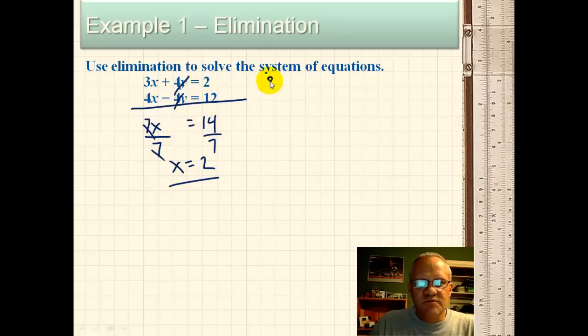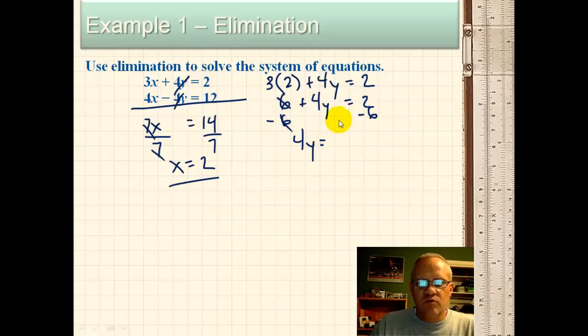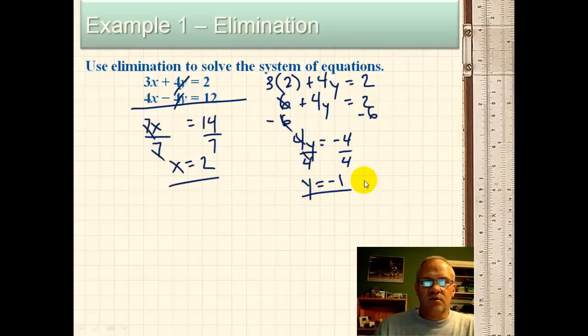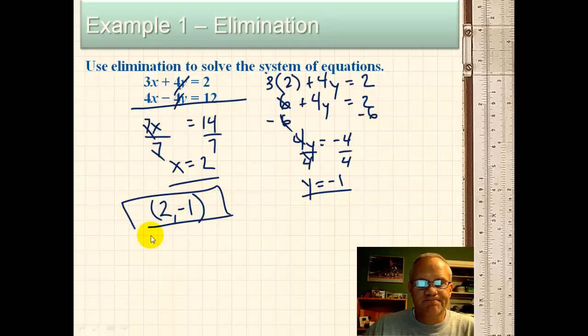All right, so here's what we've got. 3 times x, but we now know that x is 2. And then you've got 4y equals 2. So we just plug 2 in for x, and then we solve this. So we have 6 plus 4y, minus 6. So 4y equals a negative 4, divided by 4. And we see that y equals a negative 1. And then just like before, we want to give our answer as an ordered pair. So x comes first, so we're going to say 2, comma, negative 1. That is our answer. All right, good?